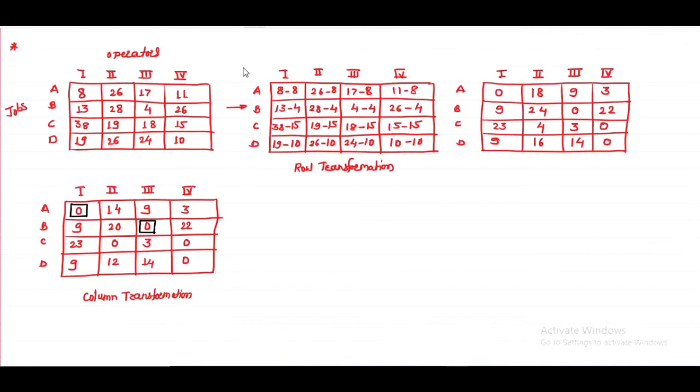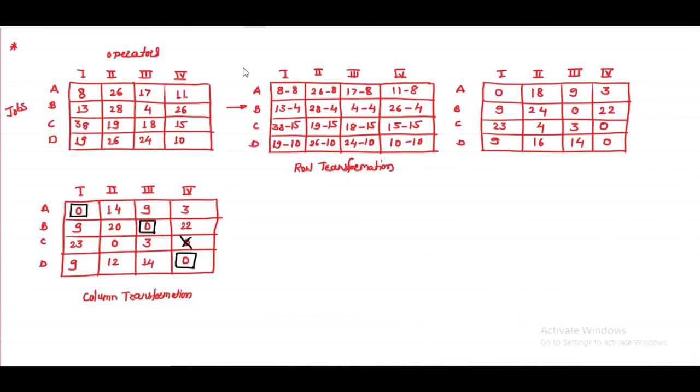So we will draw a square around that particular 0, and then we will check whether any other 0 is available in this particular column. There is a 0 available in this column, so we will cross out that particular 0. Then after the row-wise assignment, we'll go for the column-wise.